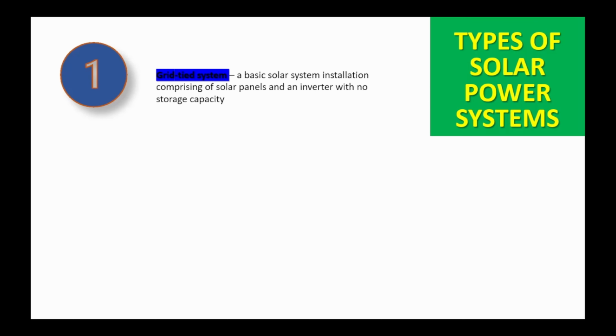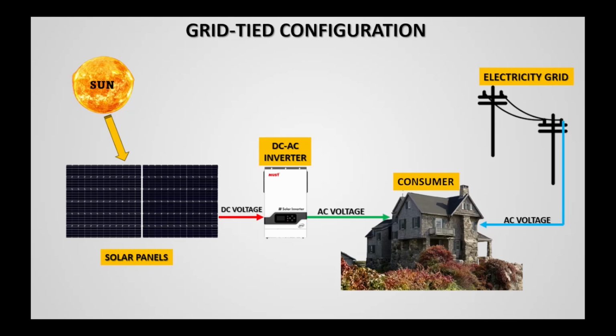Then we look into the types or configurations of the systems. The first one is the grid-tied system, which is a basic solar system installation comprising solar panels and an inverter, and doesn't have battery storage capacity. And this is the configuration of the system.